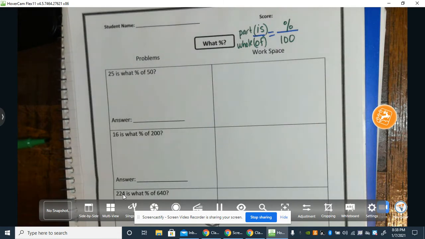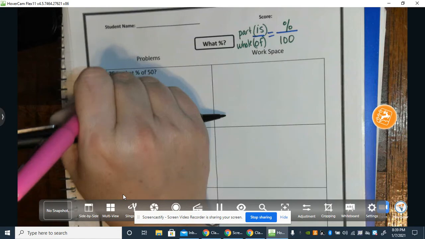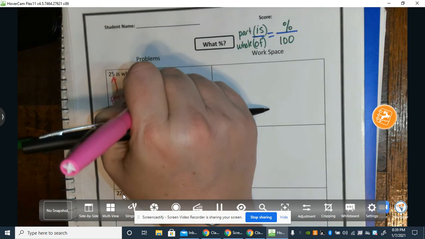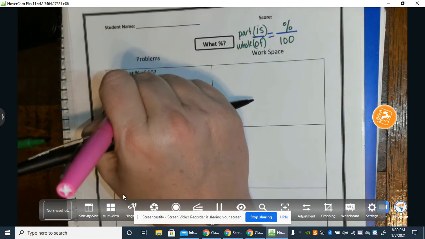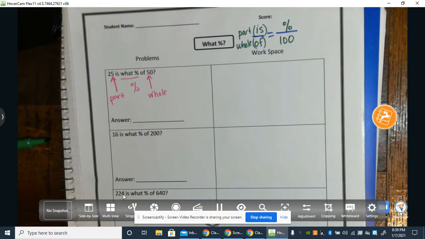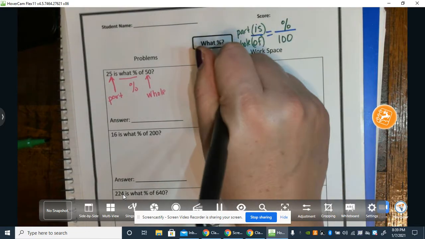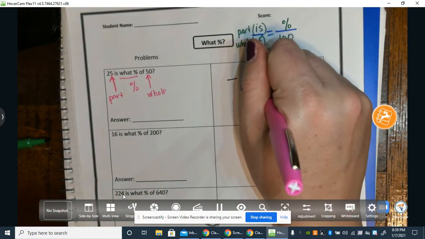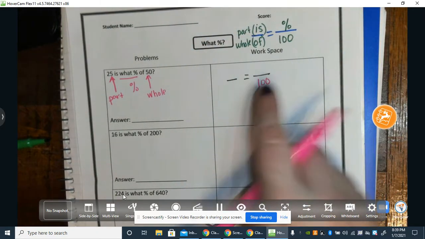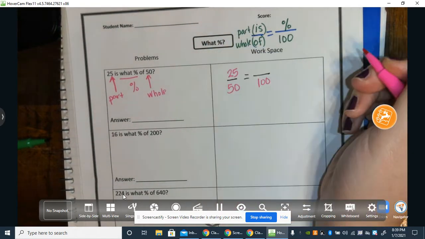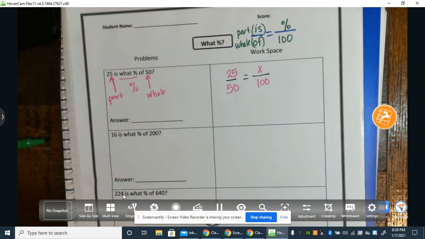So 25 is what percent of 50? Okay. So in this question, we have what our part is. So this is your part, of 50. This is what your whole is. We don't know what the percent is, because it says what percent. So we have 2 pieces of information plus our given 100. So we're able to fill it out. We have our given 100, 25 is your part, so it's going to go up here. 50 is your whole. I don't know what my percent is, so I'm going to put an X.